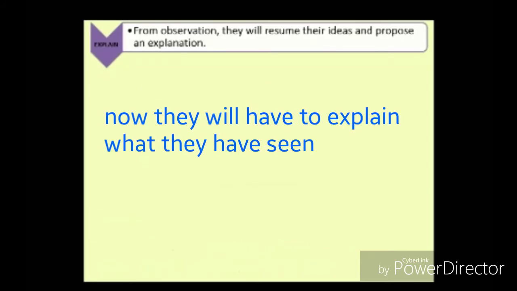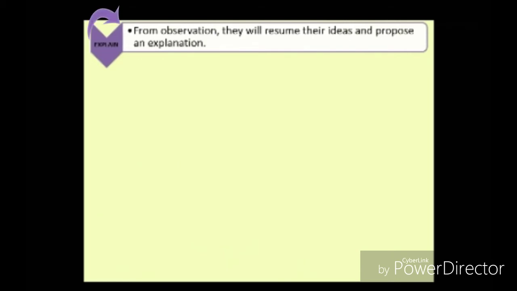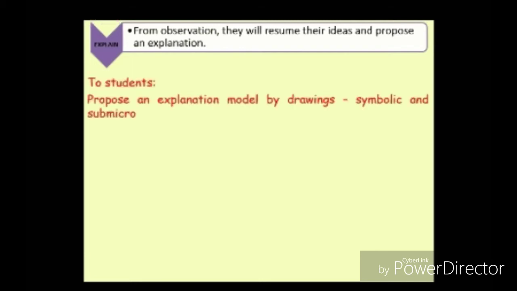Now they will have to explain what they have seen. From observation, they will resume their ideas and propose an explanation. Ask students to propose an explanation model by drawings, symbolic and submicro.